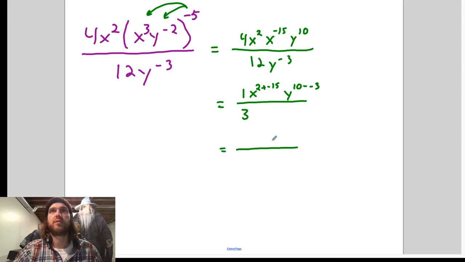All right, simplifying further. We don't need to write 1 times because 1 times anything is just itself. So you're going to have x to the negative 13th, y to the 10 minus negative 3 is y to the 10 plus 3, which is 13, over 3. So then all we got to do is bump that x term down, and we're done.